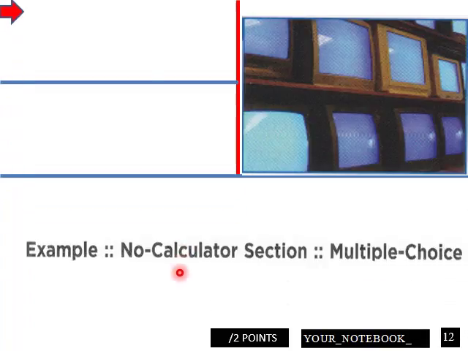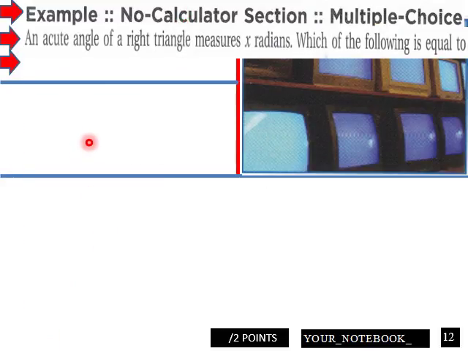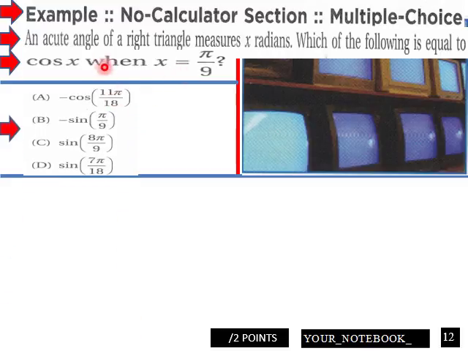And then page 12 of this says, in the no calc section, multiple choice: an acute angle of a right triangle measures x radians. Which of the following is equal to cosine x when x equals pi over 9? Here are the possibilities.